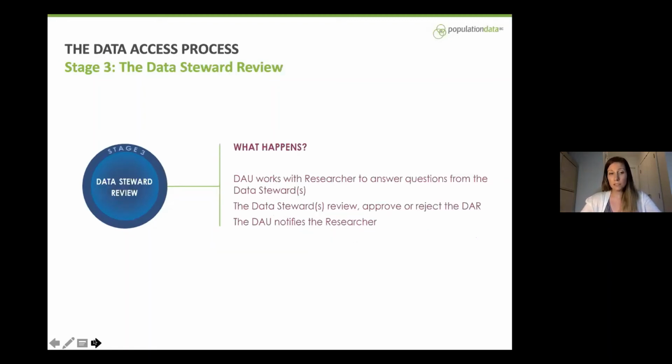Once it gets to data stewards, they'll review the application. They might come back to you as a researcher and ask clarifying questions, or ask you to collect some additional information prior to approving your project. In very few cases, they'll reject a data access request. It's usually if there's for-profit funding or some other nefarious aspect that's part of the application, but the vast majority are approved.